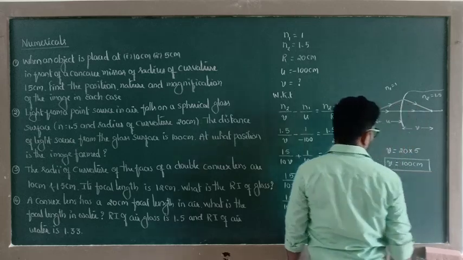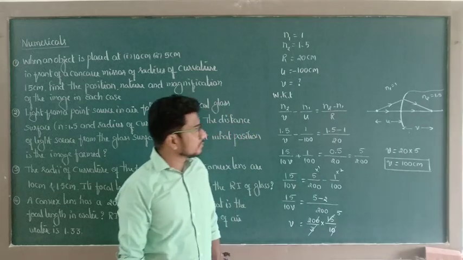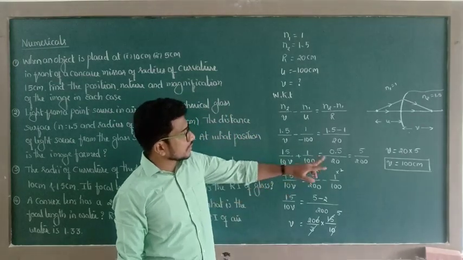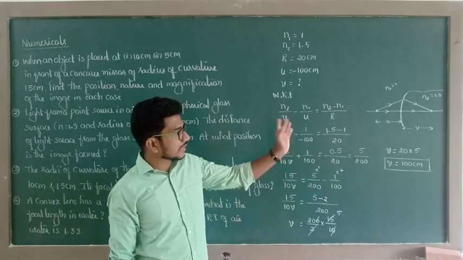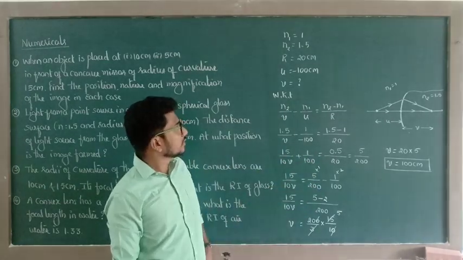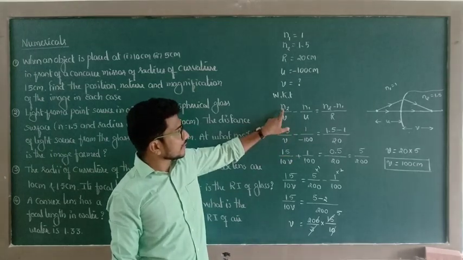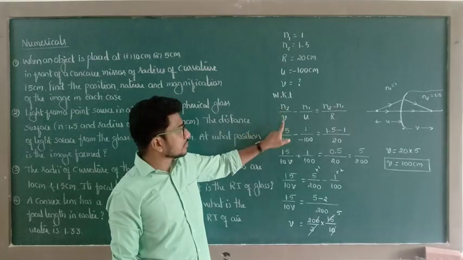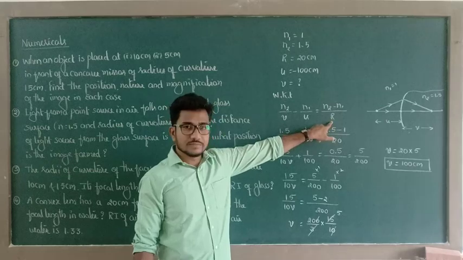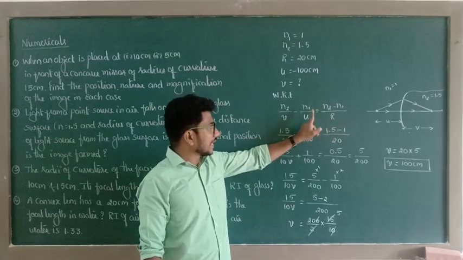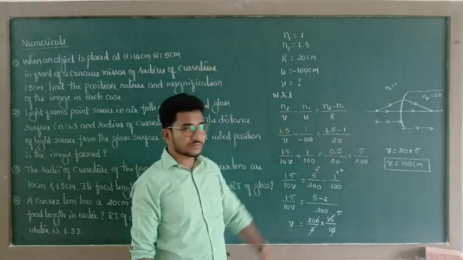See here, this v value is also in terms of positive sign. So in this case, the image lies at 100 centimeter, and that measurement is in the direction of incident light. By using this formula, we can calculate n2 when the given data is in terms of v, n1, u, R. We can calculate n1 when the given data is in terms of n2, v, u and R.